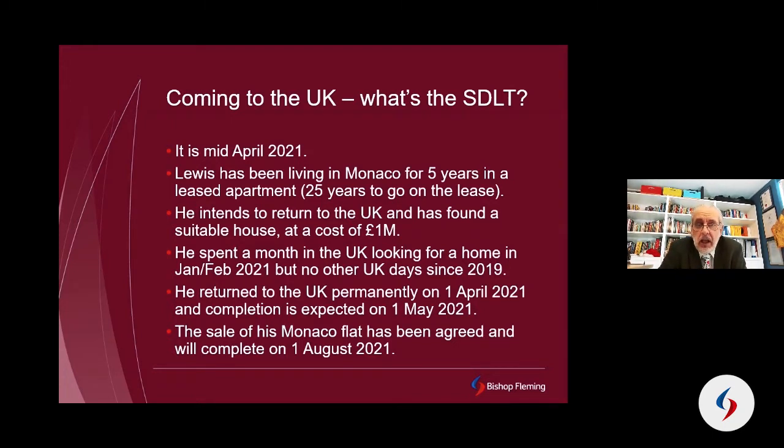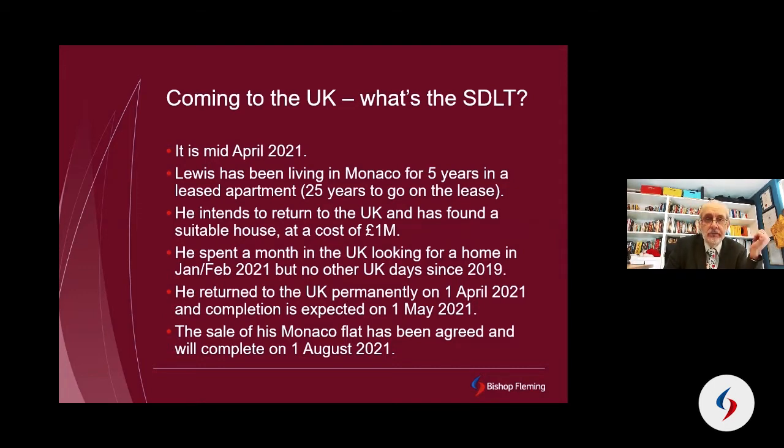So imagine it's now mid-April 2021, and Lewis has been living in Monaco for 5 years in a leased apartment. He's got 25 years to go on the lease. He intends to return to the UK permanently, has found a suitable house, costing £1 million. He spent a month in the UK looking for a home in January, February 2021, but has not been in the UK for any significant period apart from that since 2019. He actually returned to the UK permanently on 1st of April, and its completion is expected on 1st of May. The sale of his Monaco flat has been agreed and will complete on 1st of August.